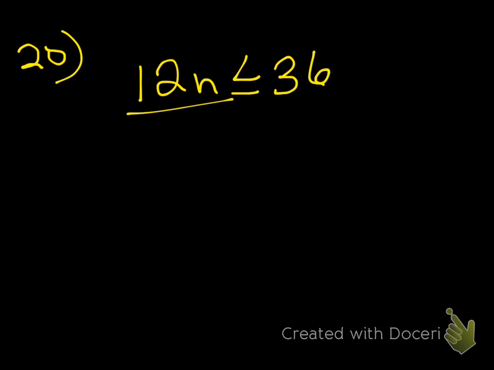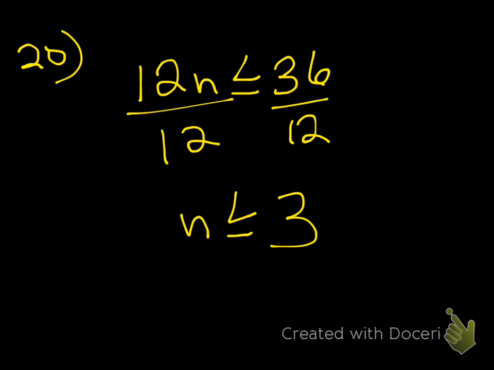All right, last one. 20. The product of a number n and 12 is at most 36. A lot of you guys missed these because you didn't solve. At most is less than or equal to. So you're basically asking what number times 12 gives you 36. So n is less than or equal to 3.